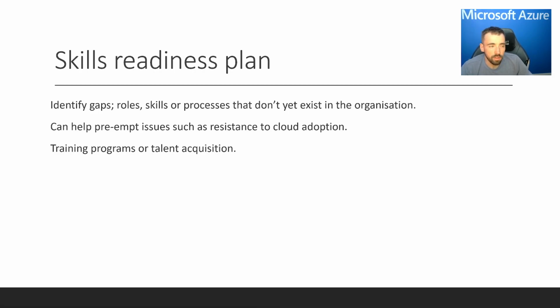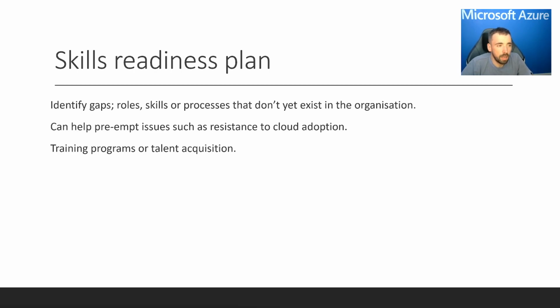The next area is the skills readiness plan, and typically, if we've got no adoption of cloud services or not a wide adoption of cloud services already, we might have a lot of IT staff that don't necessarily have the skills yet around cloud services. So we need to identify the gaps, roles, skills and processes that don't yet exist in the organization, because if we don't address those gaps, it could hinder cloud adoption or make cloud adoption unsuccessful.